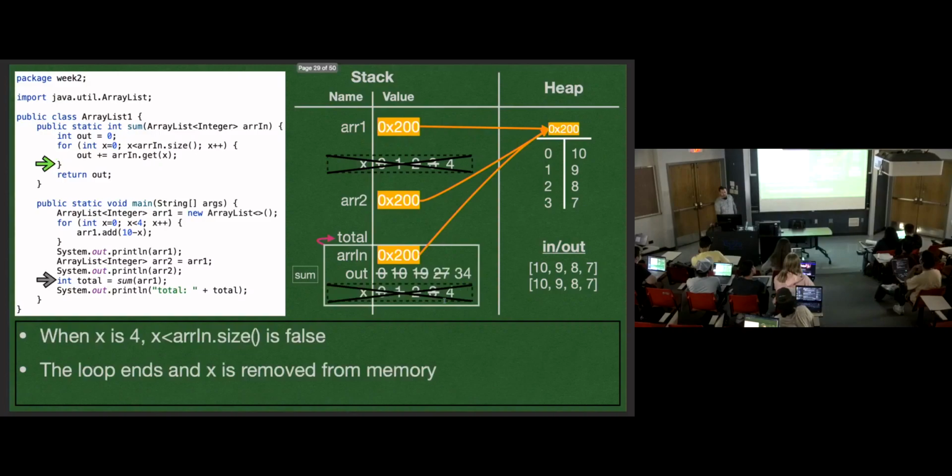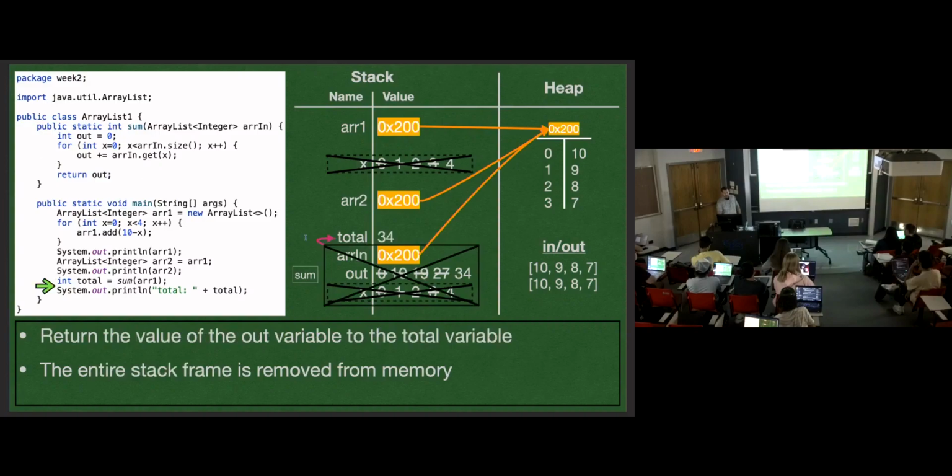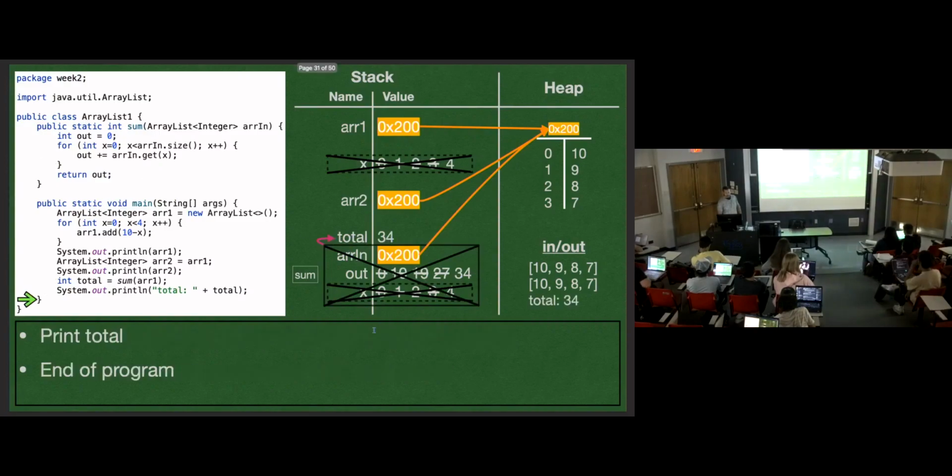And we run around the loop a few times. We get out. Don't forget to cross out your stack frames or code blocks. We're going to return out, get 34 back to total, and the method ends.